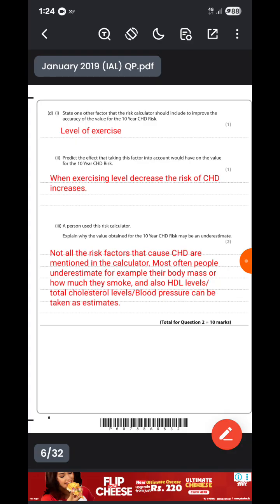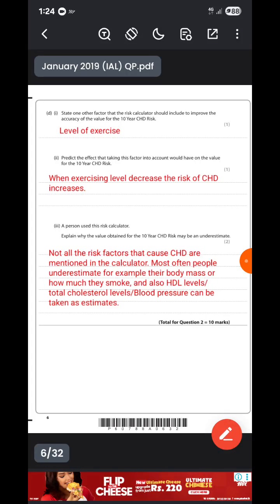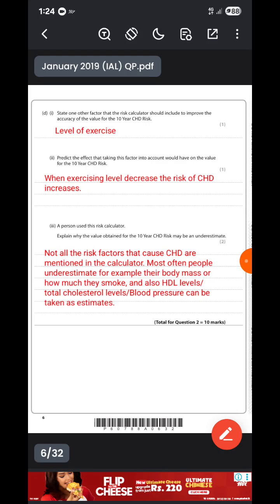Roman numeral 3. A person used this risk calculator. Explain why the value obtained for the 10-year CHD risk may be an underestimate. So the answer is, not all the risk factors that cause CHD are mentioned in the calculator. So not all the risk factors are included. So maybe a person doesn't smoke, he doesn't have diabetes, but he doesn't exercise. So then there will be a problem. Maybe he's obese, so then it is not entered. Therefore, the risk can be underestimated.